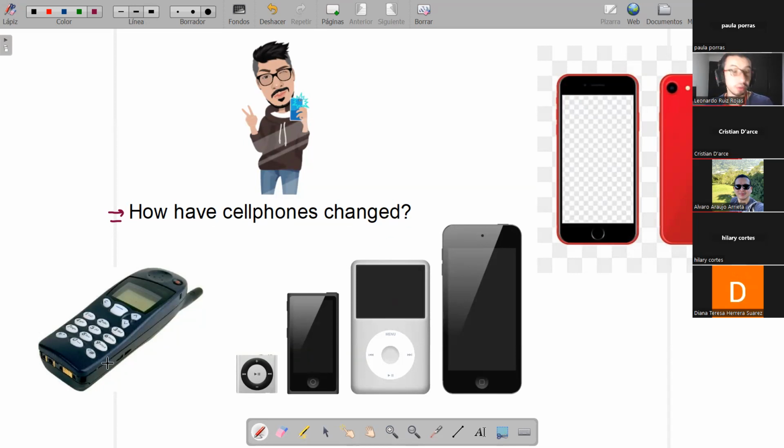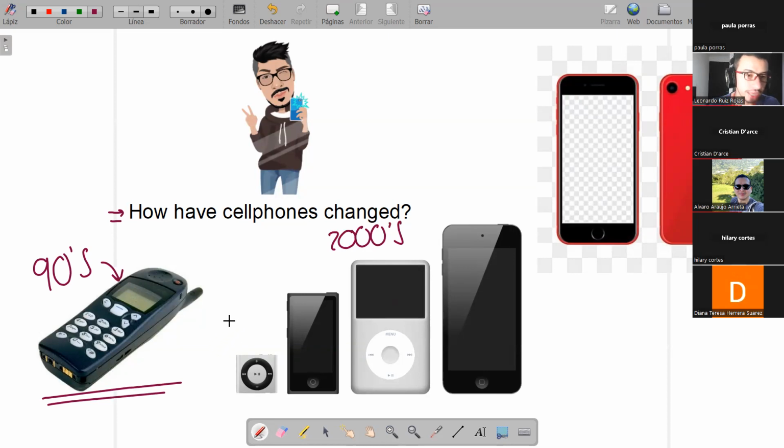All right. So, well, a long time ago, like in the 90s, probably we could see these cell phones, no? And then later, during the 2000s, we started to see other different cell phones, the Nokia 1100, the Motorola, the Alcatel, and so on. And then at the end of the decade, we started to see the cell phones with camera, right?